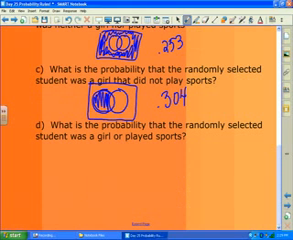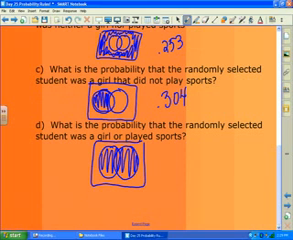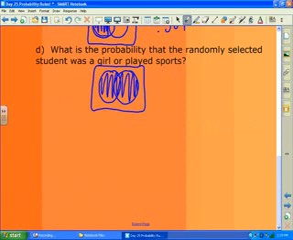So what's the probability that a randomly selected student was a girl or played sports? What else does that mean? Or played both. I mean, they could also play both. Okay. So a girl or played sports, but make sure you're only counting the middle once. Okay. So we can do this a couple different ways. If you're just incredibly visual and you want to do that from your Venn diagram, that would be 0.304 plus 0.221 plus 0.222, which gives us our 0.747.